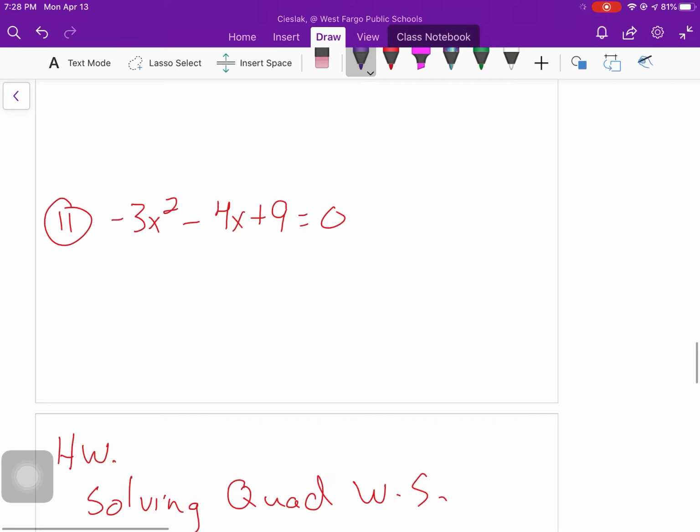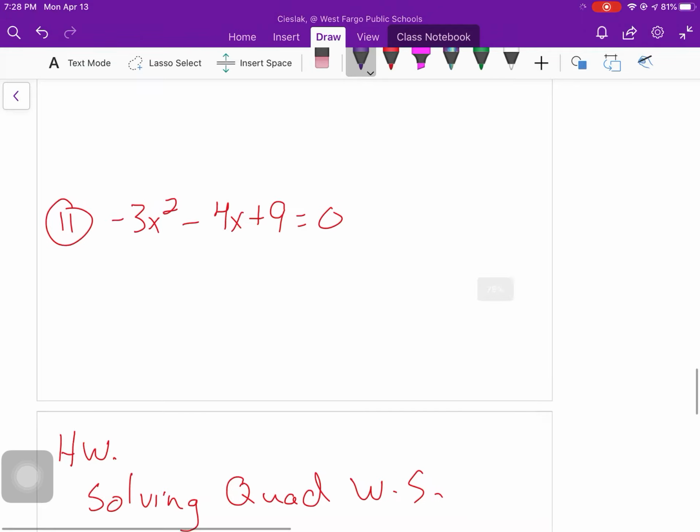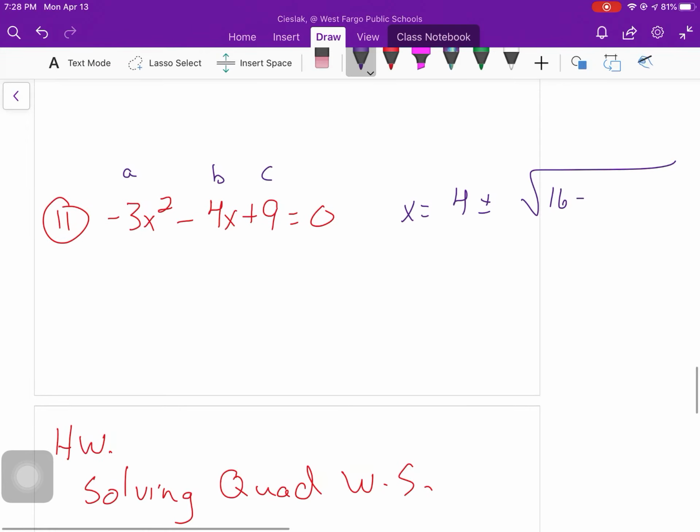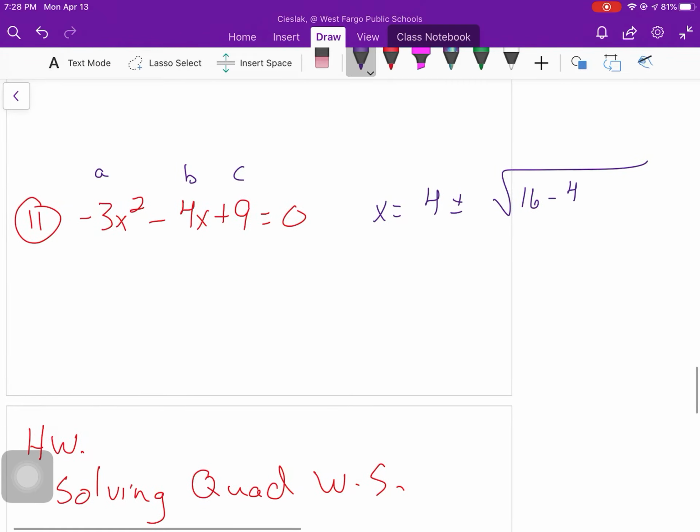Okay, 11, same idea. x is equal to the opposite of b, so 3. No, not 3, that's a. Don't make that mistake. Maybe I'll write this up here, a, b, c. So x is equal to the opposite of b, positive 4, plus or minus the square root of b squared. b is 4, so b squared is 16 minus. Now I'm going to go 4 times a, negative 3, times c, which is 9.